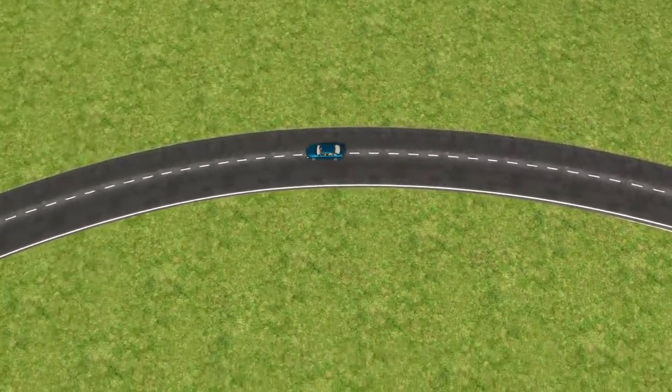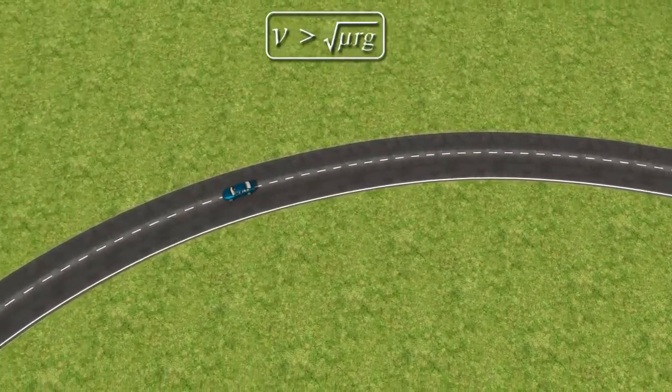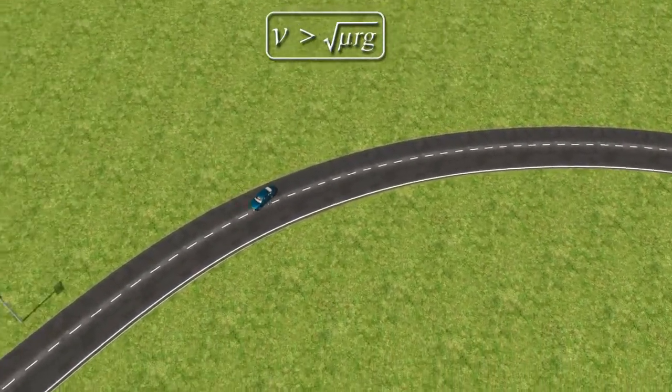If the car moves with a velocity greater than the limiting value, it skids away from the center.